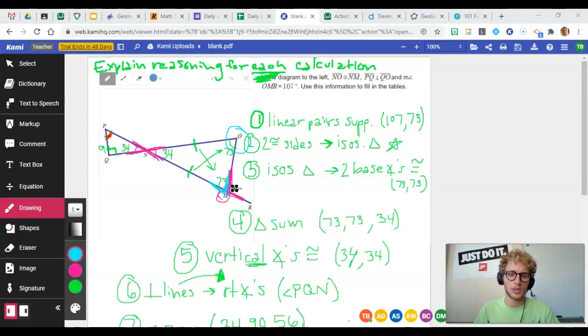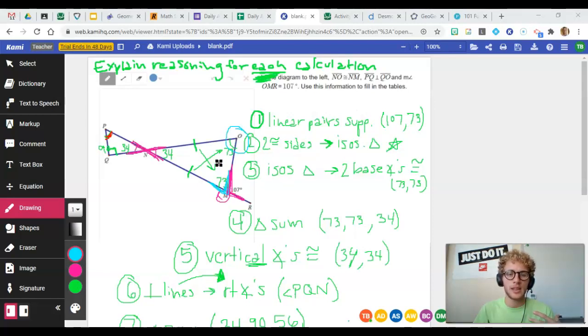So we start out with this 107. We know that this is a straight line, so we can find that this angle is 73 using linear pairs. So you would say linear pairs are supplementary, 107 and 73. Next thing is that we know that we have these two sides congruent, so this must be an isosceles triangle.